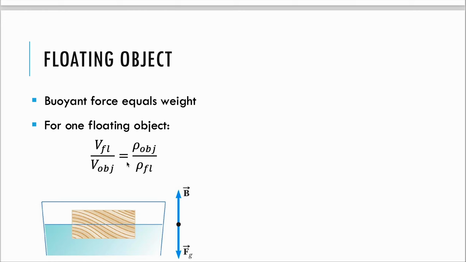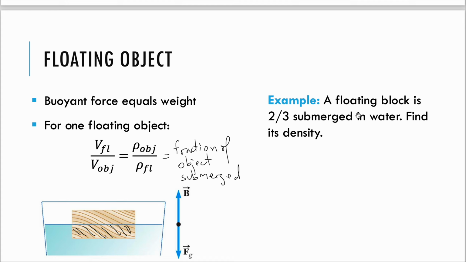What's important to know about this equation is that this ratio here stands for the fraction of the object that is submerged. Fraction of object submerged. And that's because if you really think about what it means, the volume of the fluid displaced is whatever volume is underwater. If you divide that volume by the entire volume of the object, then that's the fraction of the object that is submerged. So that's useful when you have this type of example.